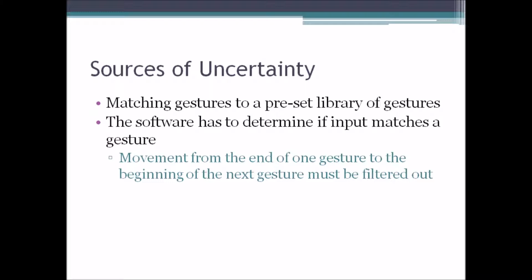One of the sources of uncertainty in this application is the categorization of new input. The Mi.Mu software matches new input coming from the hardware to existing gestures in its gesture library. Since most users cannot replicate a certain gesture exactly the same every single time, the software must be able to correctly identify new input that matches an existing library of gestures. Similarly, transitional movement from one gesture to another must be filtered out in order to avoid false positive matches.